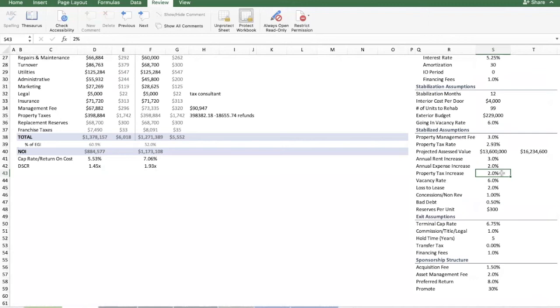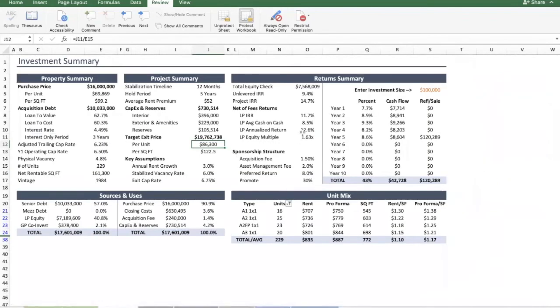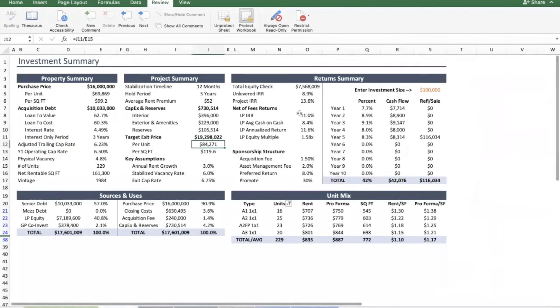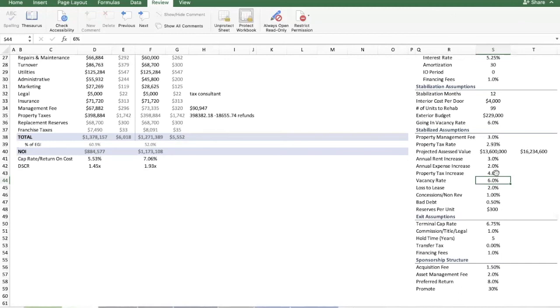What I'll show you is, if we look at the investor returns here, 11.7% and selling at 86,000 per unit. But if I jump this to 4%, now it goes down to 11, and I'm only selling at 84,000. So you lost 2,000 per door there, and a little bit of IRR. That's something a lot of people miss, and I think it's really important to actually forecast that property tax number, especially for the bigger value adds where you're adding a lot of revenue to the property. You can expect the property taxes to increase a lot as well.